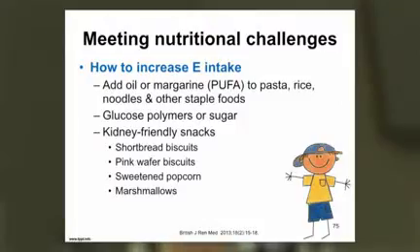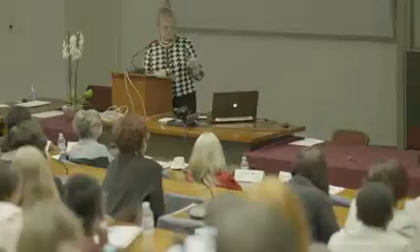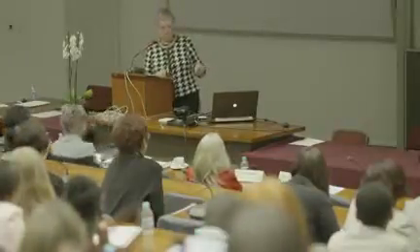How can we then increase energy intake? I think Cecile will give us a little bit more practical ideas. But: oil and margarine added to pasta, rice, noodles and other staple foods, glucose polymers or even sugar or honey, child-friendly snacks. Now here you have to know your population to know what their snacks are, but these are just some that we used to give successfully: shortbread biscuits, pink wafer biscuits, not the chocolate one, because it contains too many phosphates, sweetened popcorn and marshmallows. When I was a young dietitian, marshmallow was the thing that I really liked to give to my patients, because at least they could have that. When we told other children they're not allowed to eat sweets, we tell them just eat as many as possible so that we can get some extra energy into you.